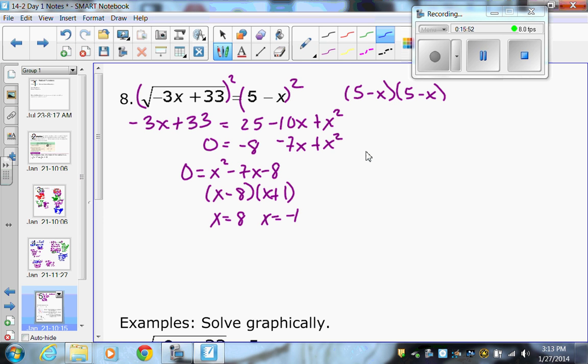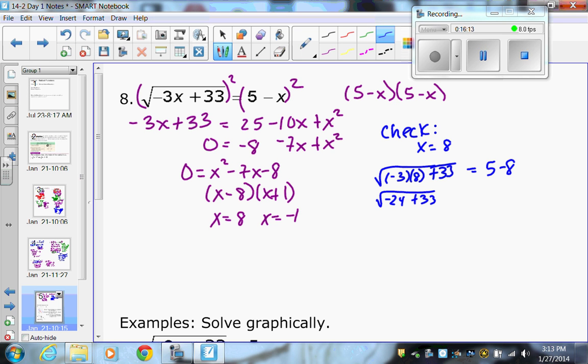When I go to check, let's check x equals 8 first. So the square root of negative 3 times 8 plus 33, does that equal 5 minus 8? So the square root, negative 24 plus 33, which is going to be the square root of 9. 5 minus 8 is negative 3. The square root of 9 is 3, and 3 does not equal negative 3. So then this is an extraneous solution. It does not work. Let's try negative 1.